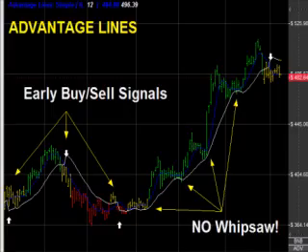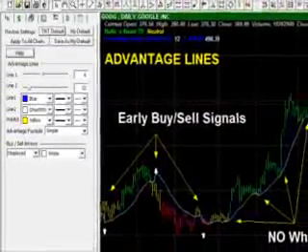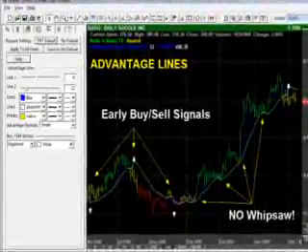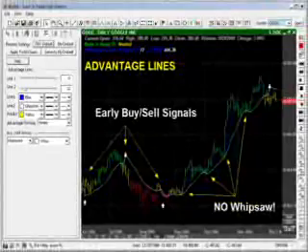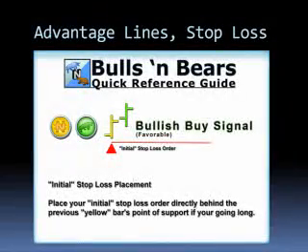Getting into the market is easy. Using my advantage lines, tuned properly through the control panel settings, can provide us with what I believe to be some of the most accurate entry points possibly able to be obtained. But getting into the market, it's only half the battle. Getting out of the market is the key to our overall success.